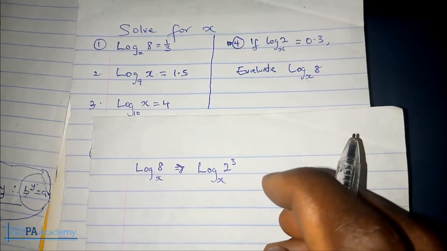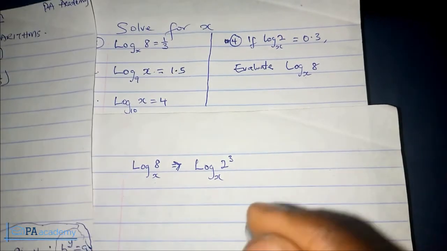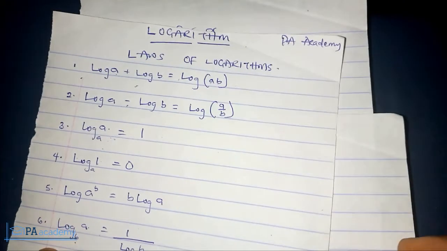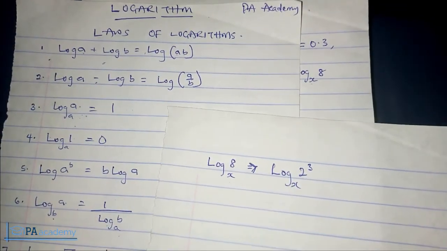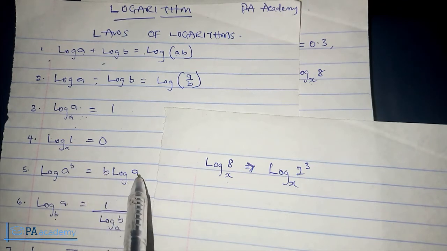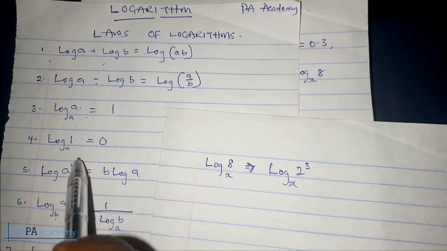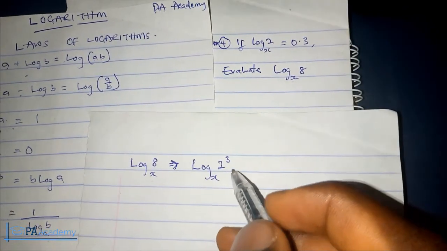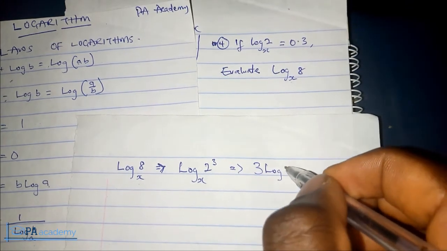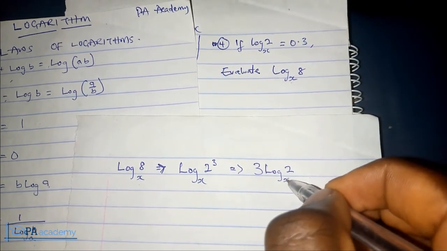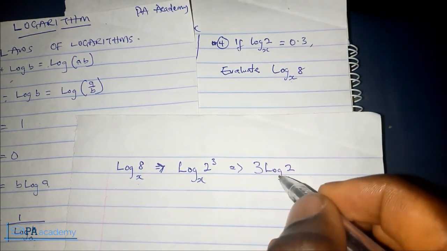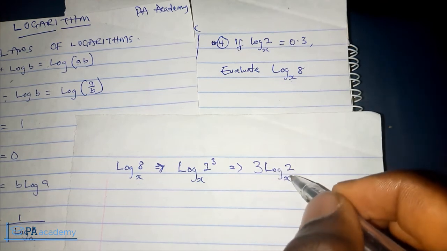Now let's look at a particular law we are going to be using here. So we are going to be using law 5, which says log a raised power b is equal to b log a. So the power we are going to bring in before the log, we are going to be applying that here. So we will have 3 log 2 to base x. The power we are bringing in front of the log. So we have 3 log 2 base x.